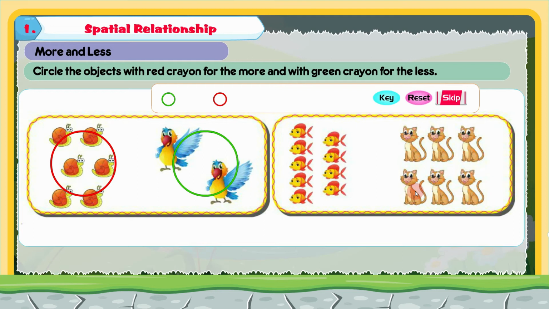So the cats are only 6 and the fishes here are 9. 6 is less and 9 is more. So we will draw a red circle for the more, the fishes, and the less number are the cats. We will draw a green circle.